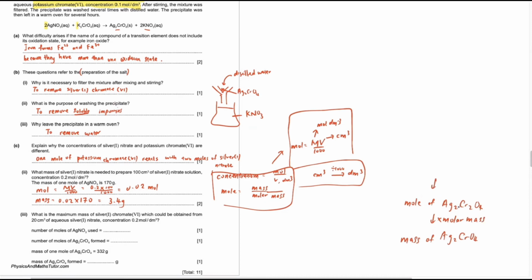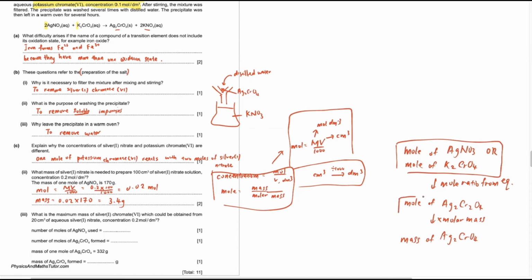To know the mole of this, what you need beforehand is the mole of either this one or that one. So you need to know the mole of silver nitrate or the mole of K2CrO4, so that you can use the mole ratio from the equation to get the mole of this. So the process is like that. Find the mole of any of these, so that you can get the mole of this. When you get the mole of this, then you will get the mass of this.